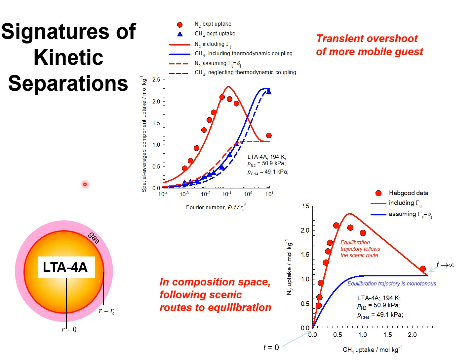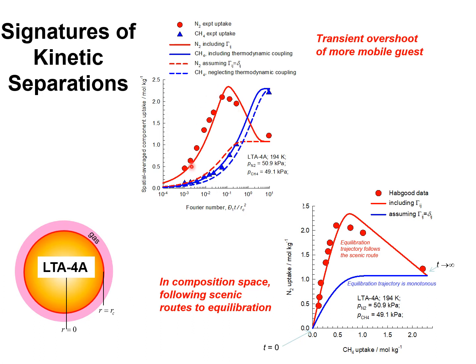But by determining the spatial average of the component loadings as presented in the foregoing slide, we can determine the spatially averaged component uptakes for components 1 and 2, nitrogen and methane. The experimental data of Habgood, shown by the blue circles for nitrogen and blue triangles for methane, are compared with the spatially averaged component uptakes from the simulation data.